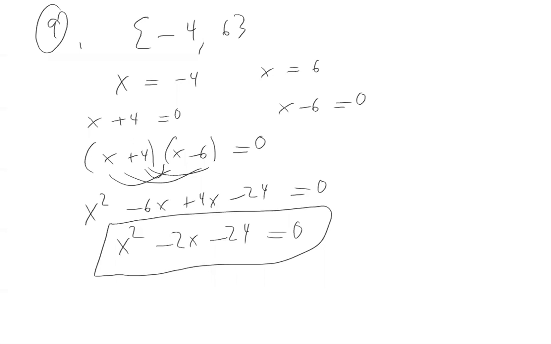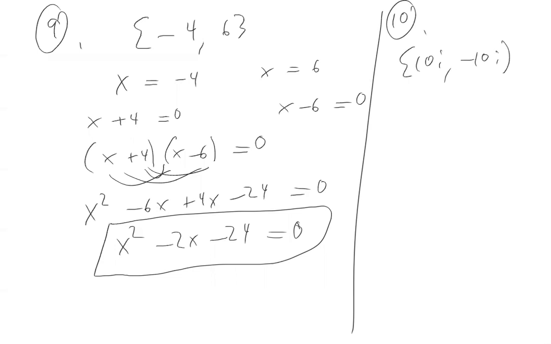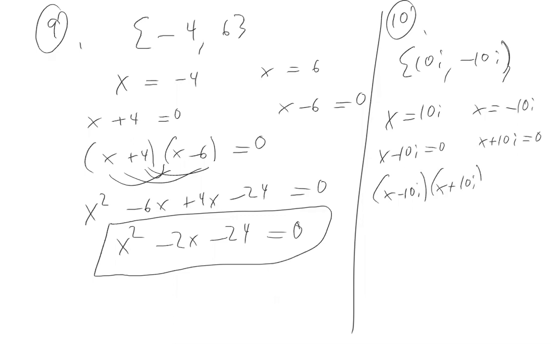So the whole equation is your answer. In this problem number 9, you're working backwards from the answer to get the equation that gave you the answer. So you're creating the equation for the answer. And then problem 10, it says the answer is 10i and negative 10i. So once again, that represents x equals 10i and x equals negative 10i, which represents x minus 10i equals 0 and x plus 10i equals 0. And that represents x minus 10i times x plus 10i equals 0.